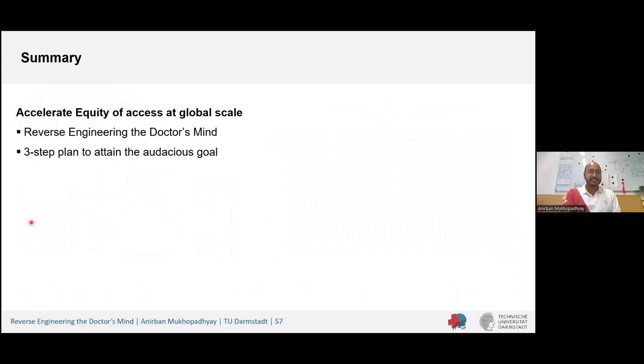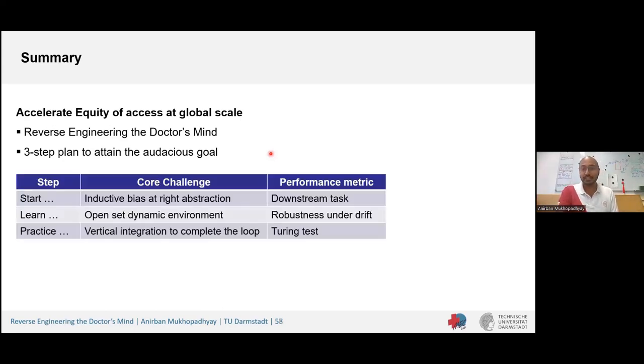Basically, in summary, we are really talking about accelerating equity of access at the global scale, where we need to reverse engineer the doctor's mind so that we have clinic-ready AI supporting the understaffed, underskilled people at remote locations to better prioritize, take the history, and communicate that with the experts sitting in the urban centers. I proposed a 3-step plan for attaining the audacious goal. This involves starting like a medical intern, learning like a resident, and practicing like a doctor. I also talked about the core technical challenges and the performance metric that we can look at to see how good or bad we are doing.